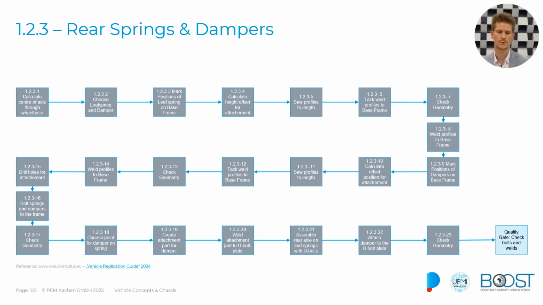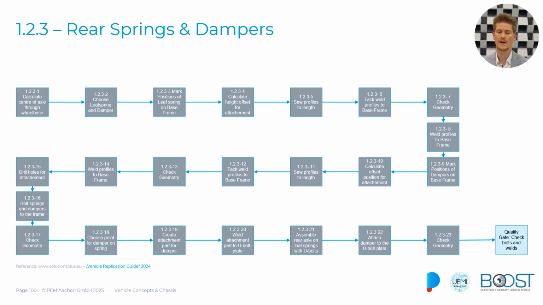So we start with the calculation of the center of the rear axle. Then we will choose leaf spring and damper. We will mark the positions of the leaf spring on the base frame. We will calculate our height offset for the attachment of the springs. We will saw our profiles to length, tack weld them, check the geometry, fully weld them, and then mark the positions of the damper on the base frame and calculate the needed offset for the position of this attachment.